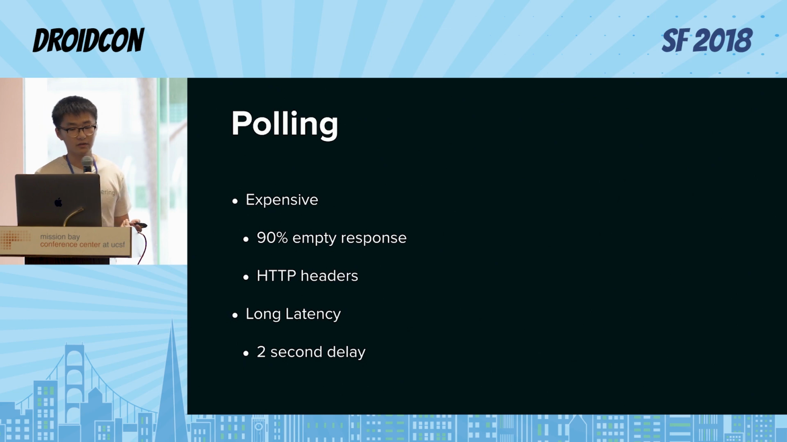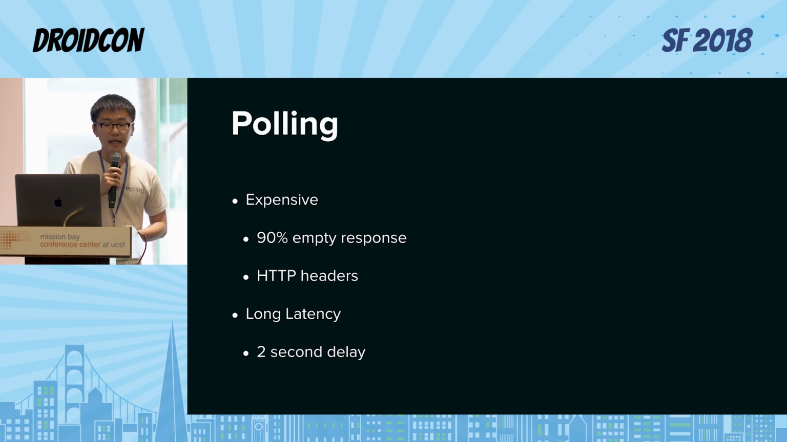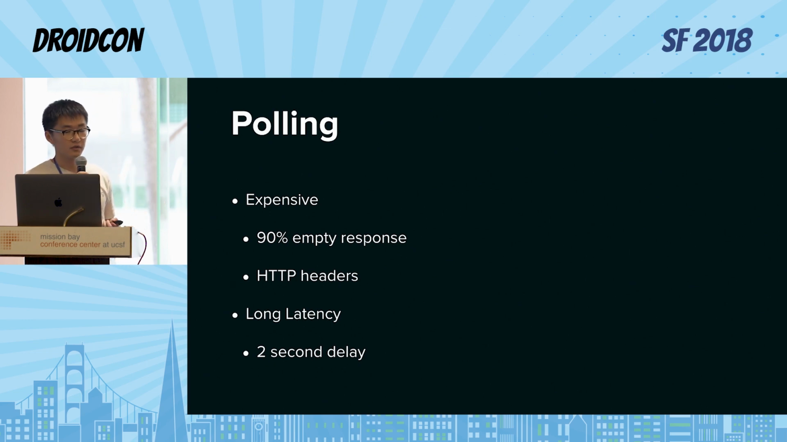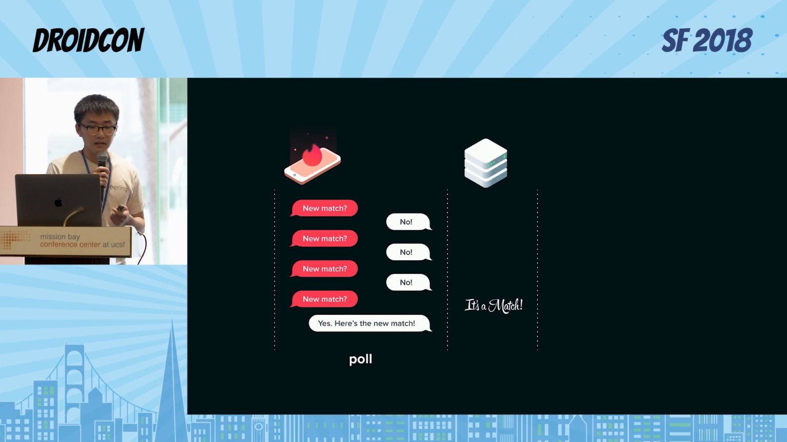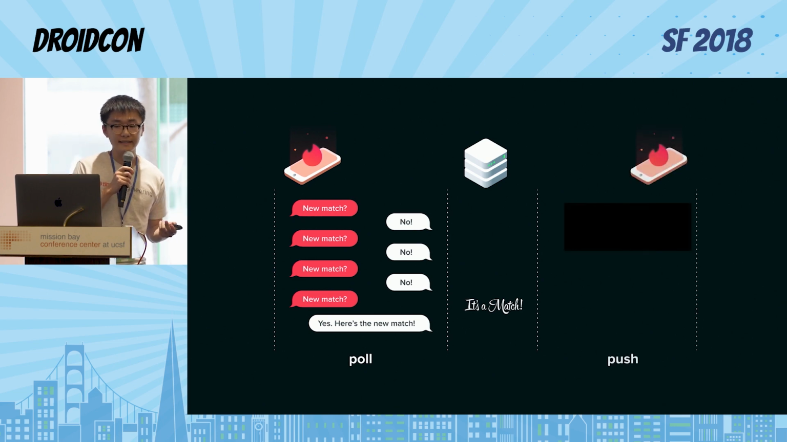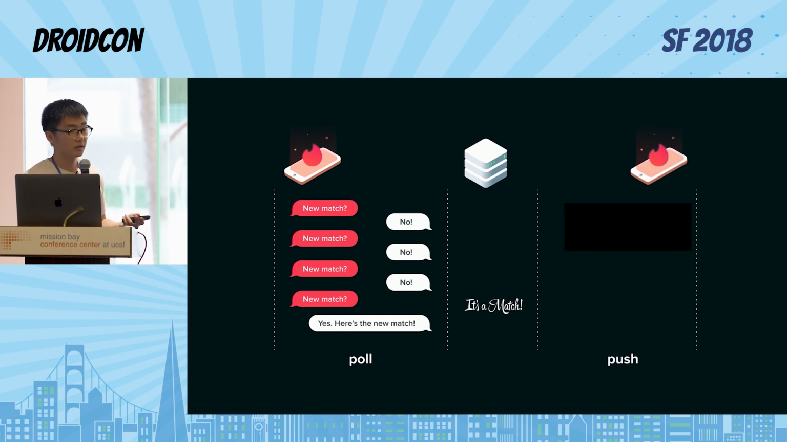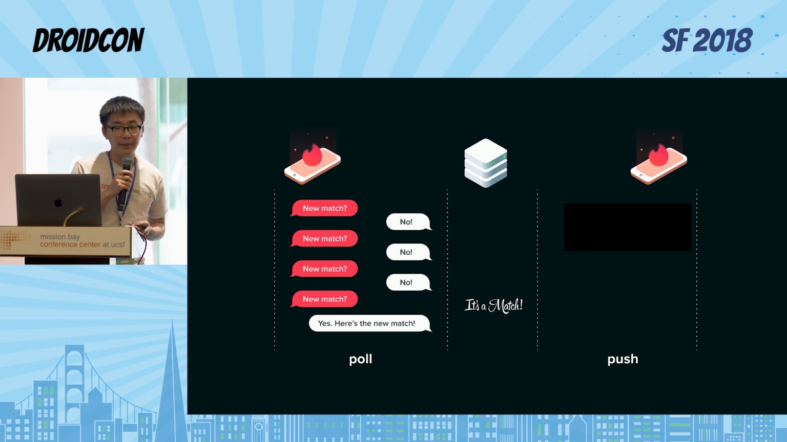Besides the cost issue, polling also has a longer latency. If you make a request every 2 seconds, no matter how fast your internet is, you could experience a 2-second delay. Because polling is expensive and it has a longer latency, we decided to switch to a push model. And our backend built a new infrastructure that can push new matches to the app.